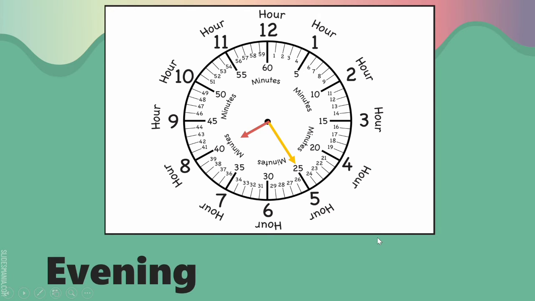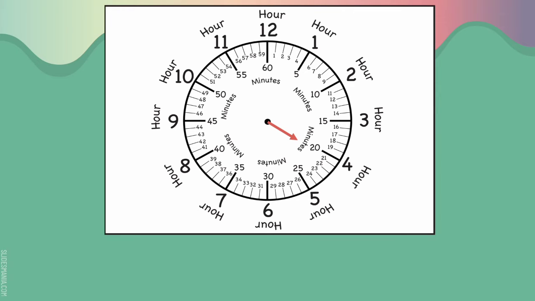So what if it's evening, and it's 24-hour time? 8 in 24-hour time in the evening is 20. And for the minutes, which is the long hand, it is pointed at 25 minutes. So this is why it is 25 here. Alright, so this is how you find the time.